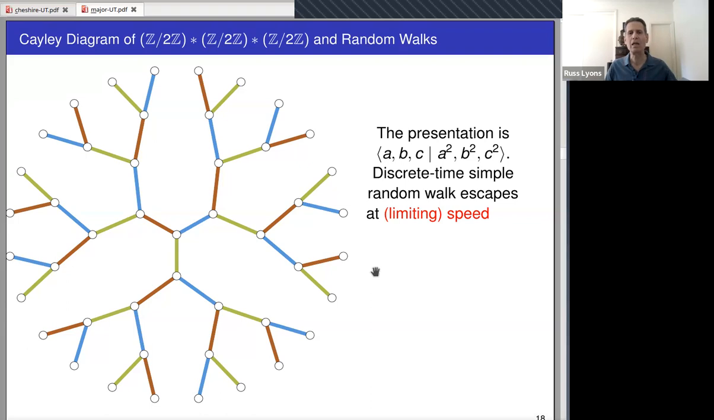So for a discrete time simple random walk, what is the speed at which it escapes from the starting point? Anyone? So here's the starting point. If the random walk is here, the chance of going further is 2/3. The chance of going closer is 1/3. So the drift in distance is 1/3. So that's the speed.